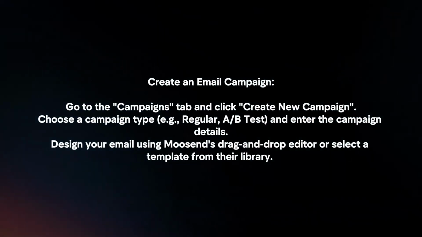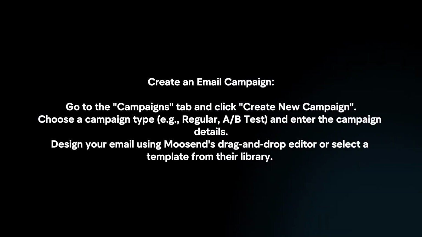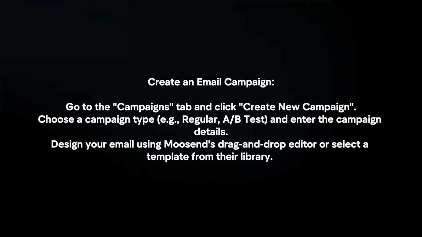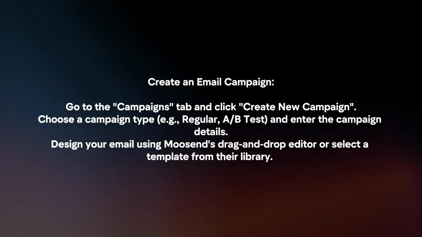Create an email campaign. Go to the Campaigns tab and click Create New Campaign. Choose a campaign type and enter the campaign details. Design your email using Moosend's drag and drop editor or select a template from their library.